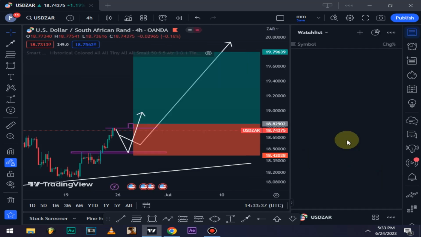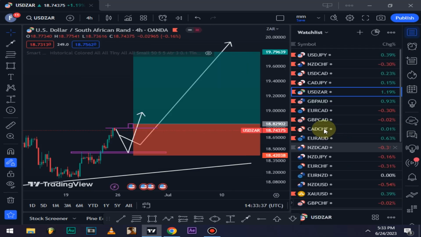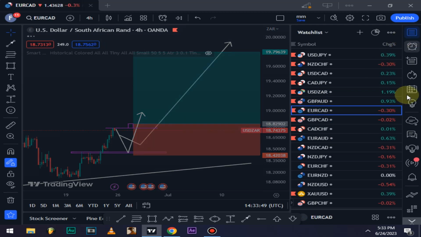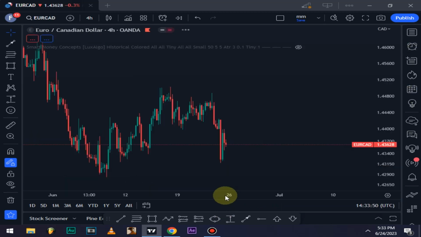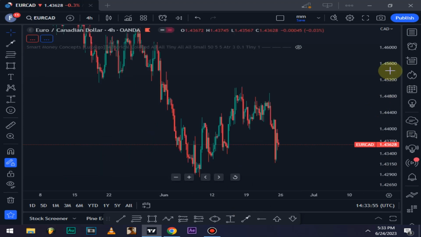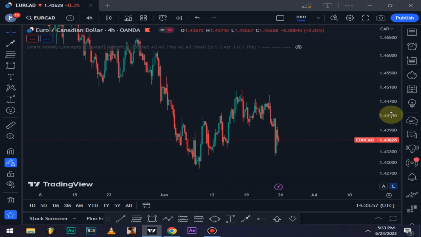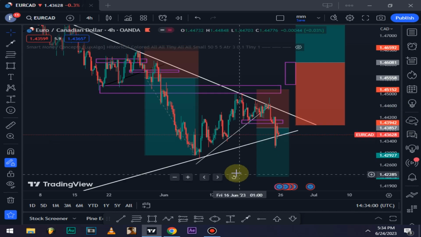I'm just trying to avoid those manipulations that I've been falling into and then taking losses each and every time. I missed an entry on Euro card, I believe. Euro card, I missed an entry. Yeah, Euro card, here we go. And here we go, baby.